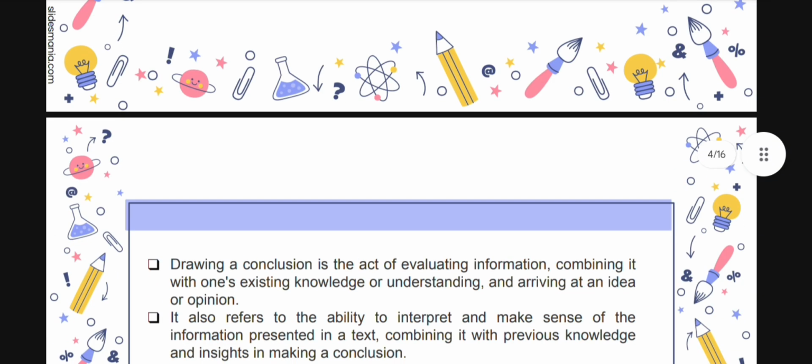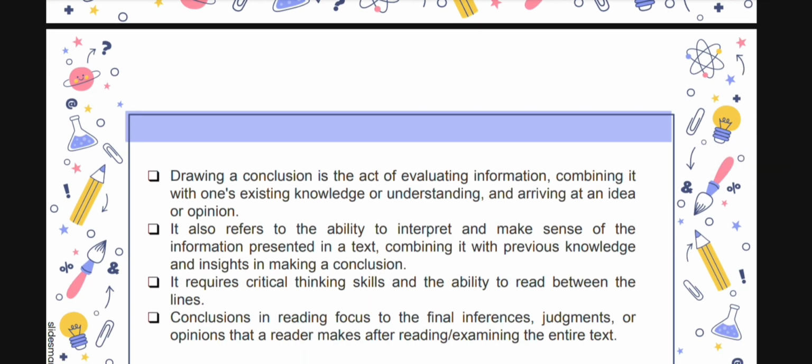7.1 Drawing conclusions. Drawing a conclusion is the act of evaluating information, combining it with one's existing knowledge or understanding, and arriving at an idea or opinion. This way, we would have our own opinion to conclude after finishing reading a text. It also refers to the ability to interpret and make sense of the information presented in the text, combining it with the previous knowledge and insight in making a conclusion.